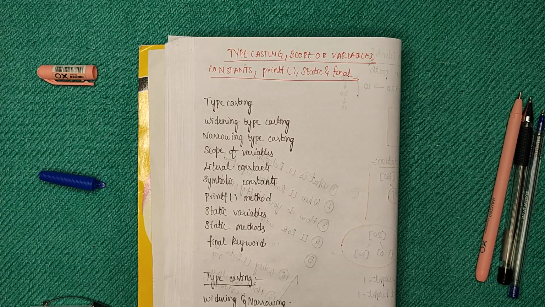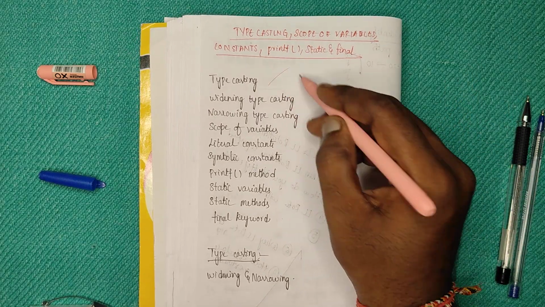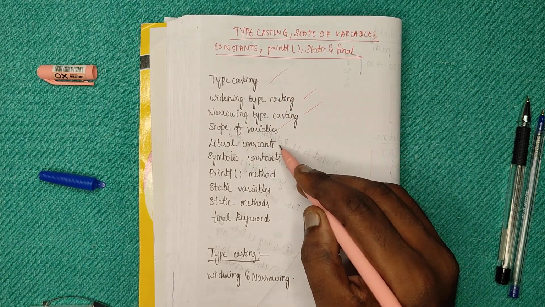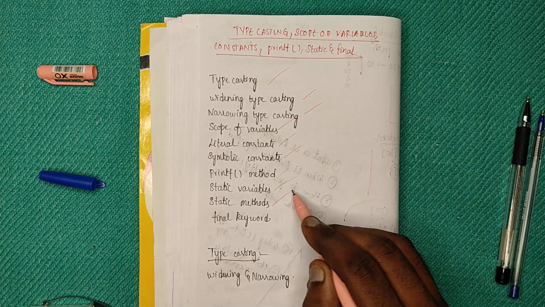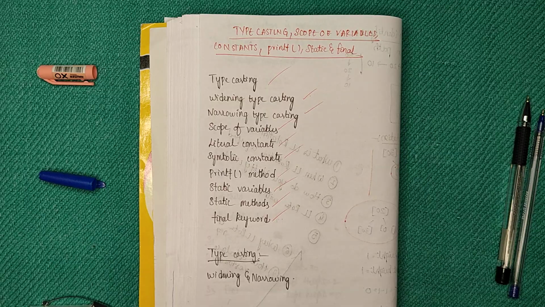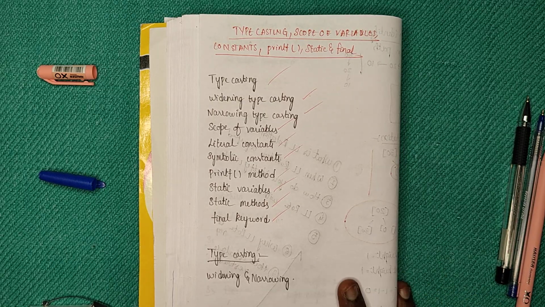So today I'm going to talk about these topics: typecasting, widening typecasting, narrowing typecasting, scope of variables, literal constants, symbolic constants, printf methods, static variables, static methods, and the final keyword. Don't fear or get confused. Let's go one by one.